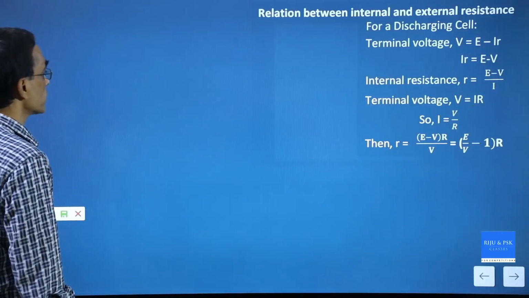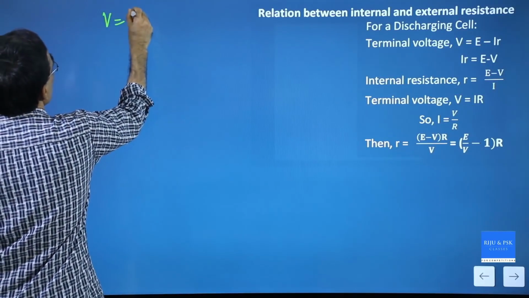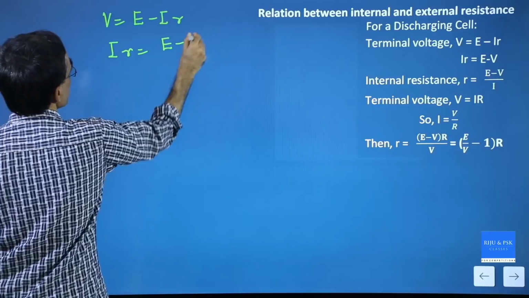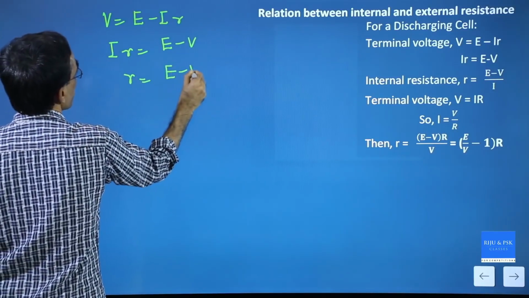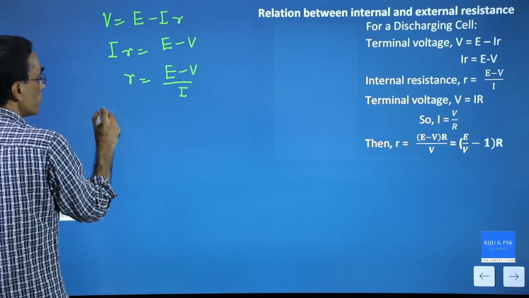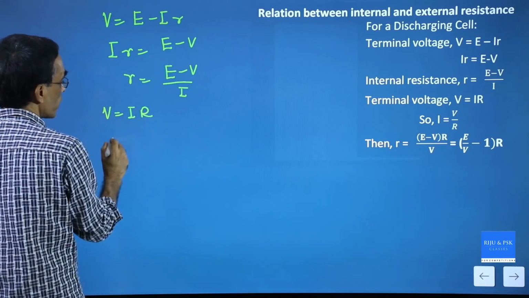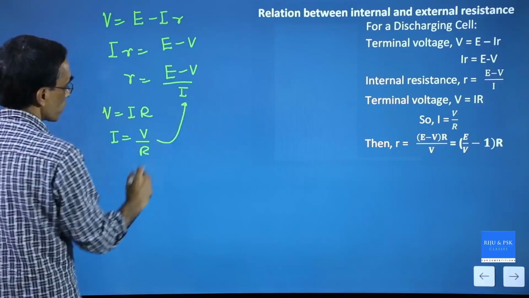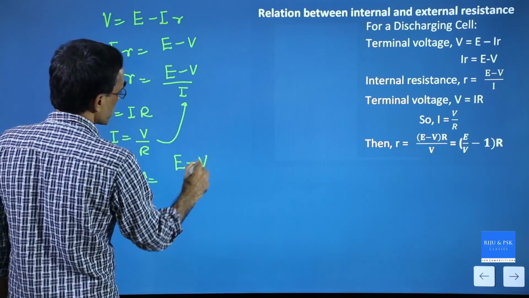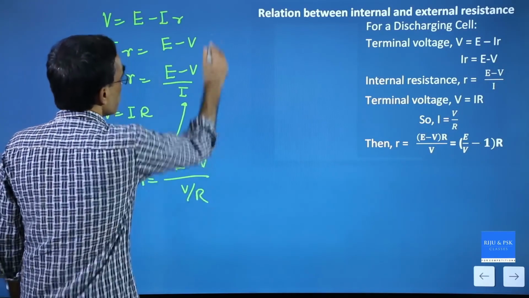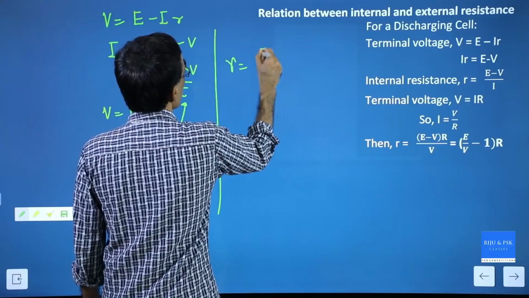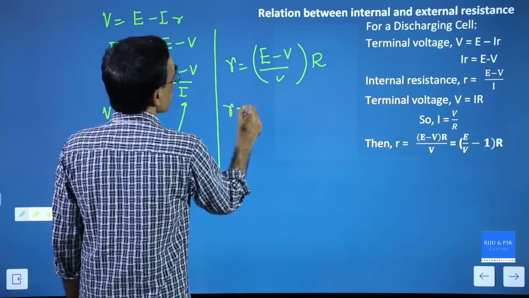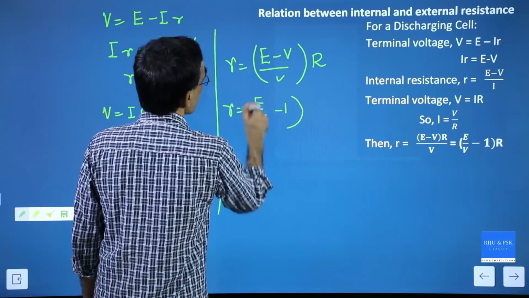How to rearrange it? See this. We have V equals E minus Ir. Therefore Ir is equal to E minus V, or r equals (E minus V) by I. But V is also equal to I into R, so I need to eliminate this I. I'll write I equal to V by R and use that here. So we'll get r equal to (E minus V) divided by (V divided by R), which gives r equal to ((E minus V) by V) multiplied by R, or r equals (E by V minus 1) into R.